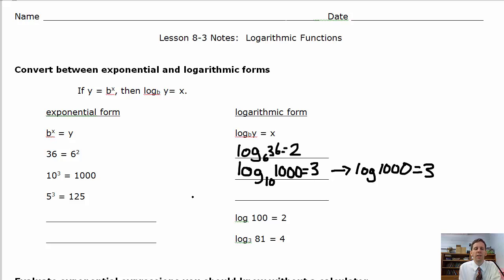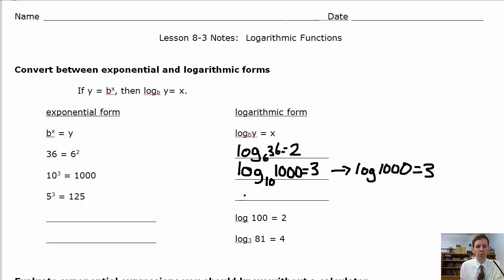What I'd like you to do is see if you can figure out the logarithmic form for 5 cubed equals 125, and then see if you can work the other direction and take these problems written in logarithmic form and write them in exponential form. Pause the video, let's see what you come up with, and we'll take a look at your answers in just a moment.